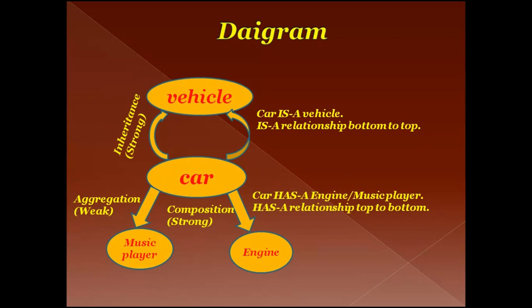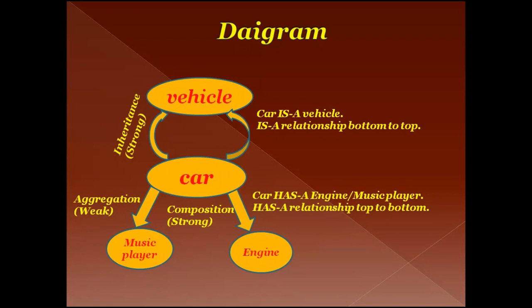Car has an engine or music player: this is a has-a relationship, and a has-a relationship is always a top to bottom approach, and an is-a relationship is always a bottom to top approach. You can see in the diagram also. Bottom to top means car is a vehicle, and car has a music player is the top to bottom approach.